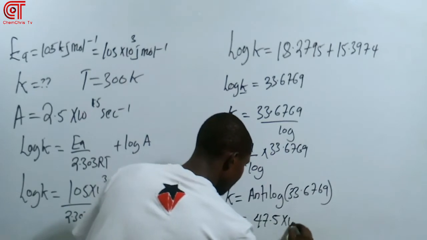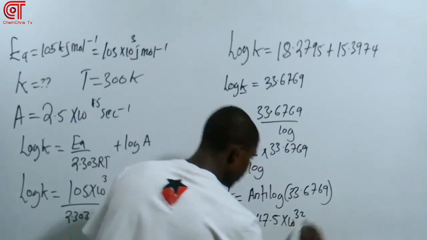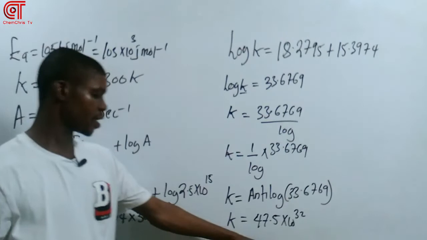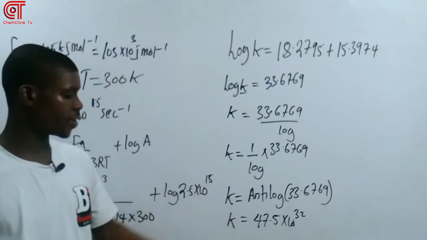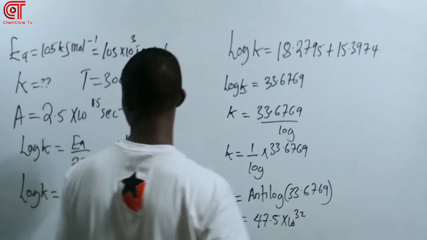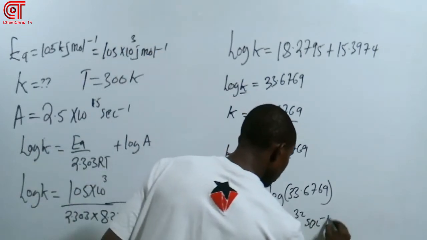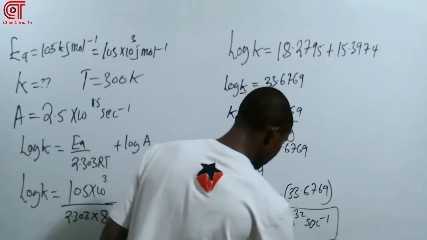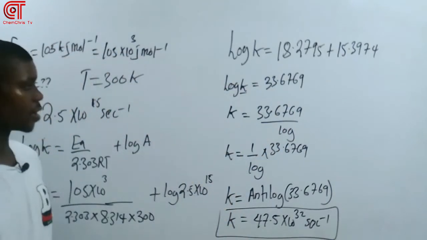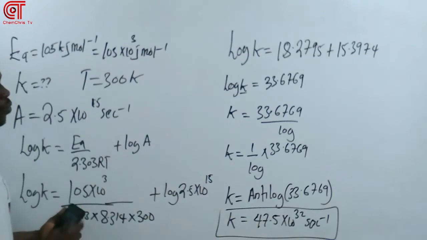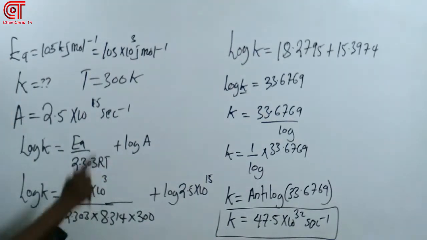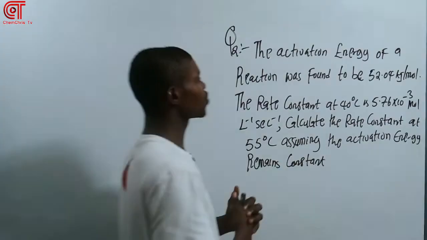47.5 exponential 32. What is the unit here? We are going to use the rate constant unit for a first-order reaction, which is per second. So this is the answer. You get this is the answer. So this is how to evaluate when you have one temperature.